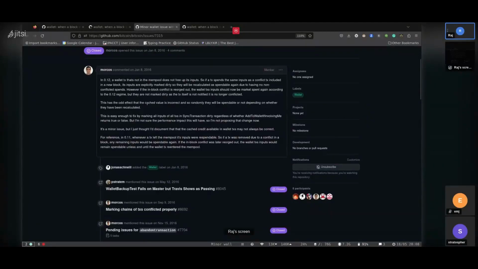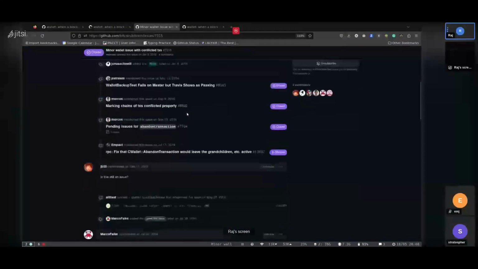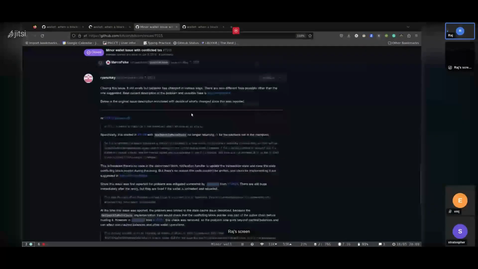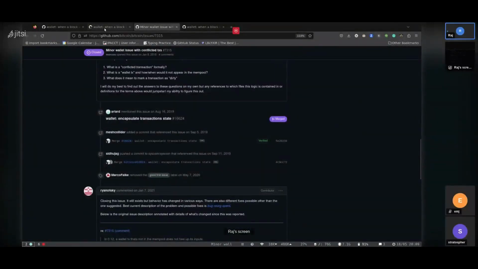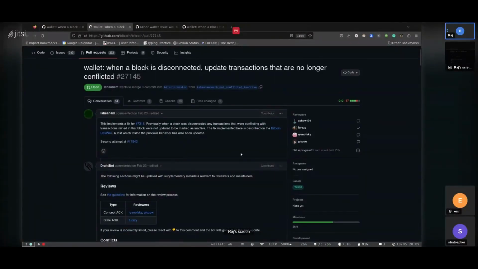And Marcos already proposed a fix, and this was attempted to be fixed in multiple different cases, and some PRs got closed. And this is the final PR by Ishanam on the behavior of the change.